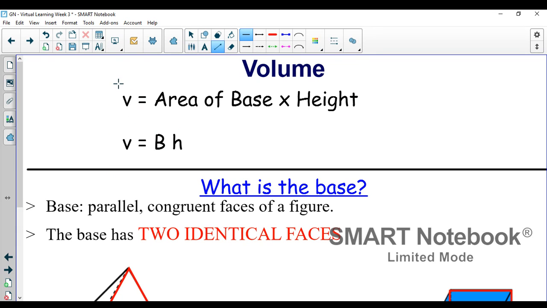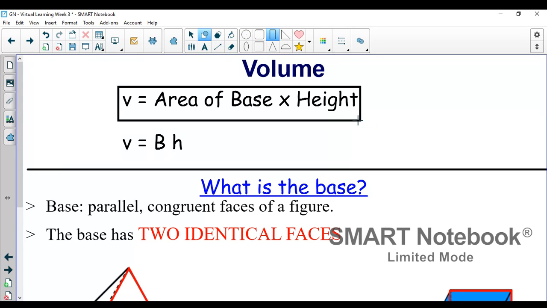So this right here, how to find the volume of any prism, you take the area of the base and you multiply it times the height. The issue is the area of the base changes depending on what type of shape you're working with. When you write this shorthand, it's big B times little h. So big B stands for the area of the base of the shape, and then you multiply it times the height, or how tall the prism is.